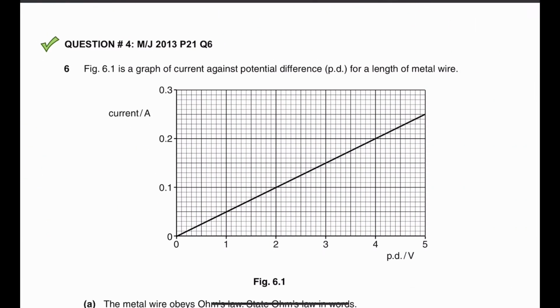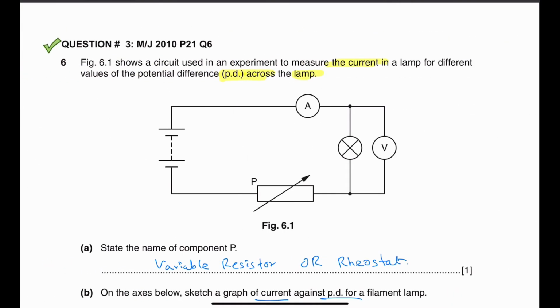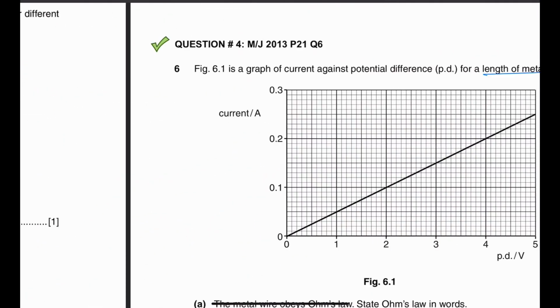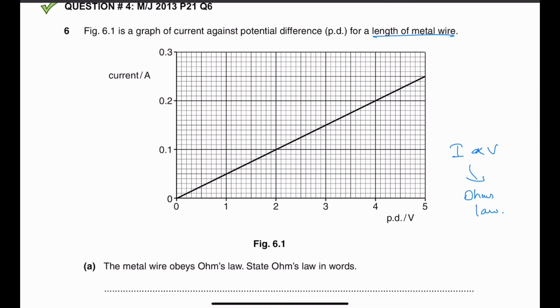So now let's move on to question number 4, which is from May-June 2013, and now we have another current versus voltage graph, and this time this is given for a length of wire. And as I just mentioned in the previous question, there were 3 things for which you need to remember the shapes of the graph. For a metal wire, you must remember that the graph is a straight line passing through 0, 0, which basically proves that current is proportional to the voltage. This is a law that you have studied. It is called Ohm's law. So all of the things that we have studied in this chapter are coming together.